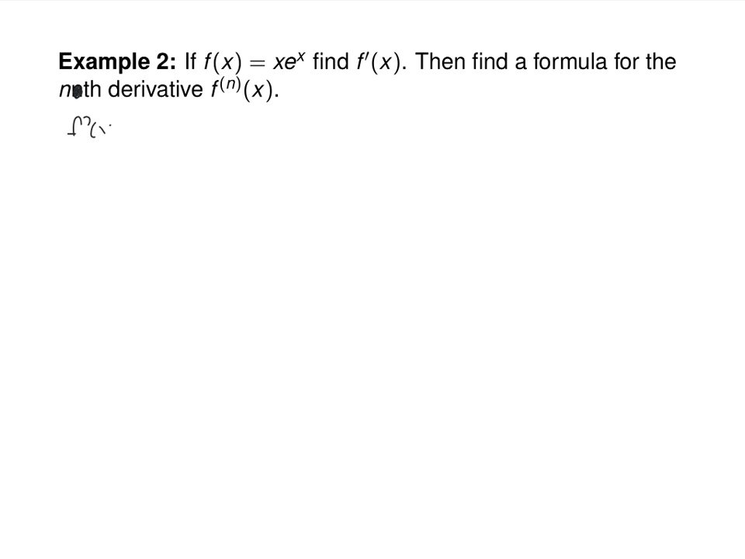So the first derivative will be: first differentiate x, you get 1 times e to the x, plus, don't differentiate x, differentiate e to the x, and what do you get? e to the x. Okay. So take out the greatest common factor and get e to the x times 1 plus x. So there's the first derivative.